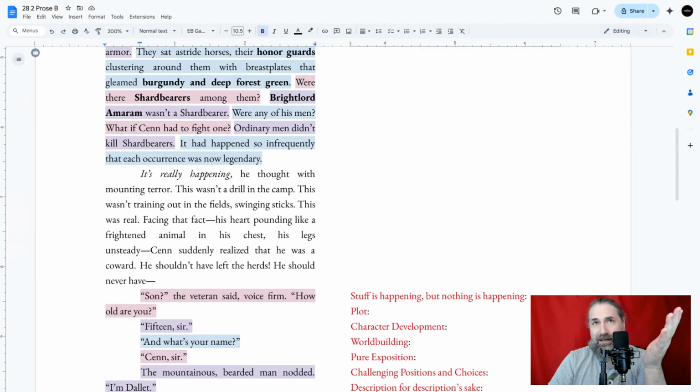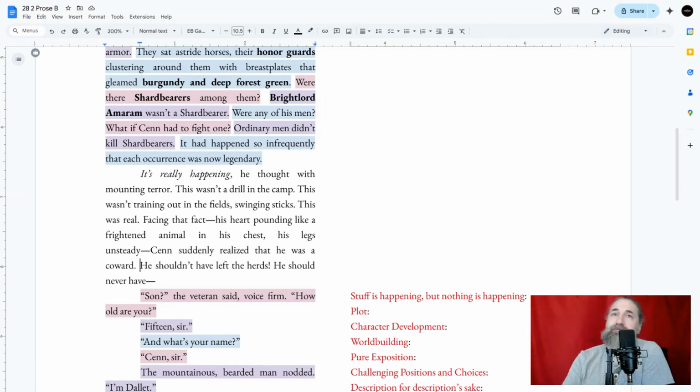Doesn't mean he changed completely. It might mean that he doubled down. It means that he didn't change his position. He's doubling down. I am a coward. And here's the double down. He shouldn't have left the herd. He should never have. He is a coward. His position is that he is afraid. So he's doubling down. Oh my God, I am the coward. And then he's like, I should have never left. And that's an example of challenging a position that was created. And that actually creates movement of character.